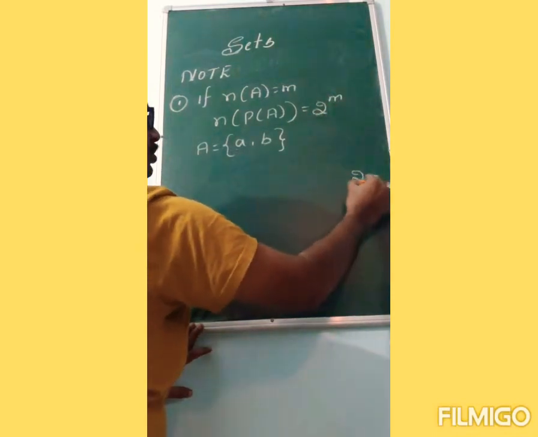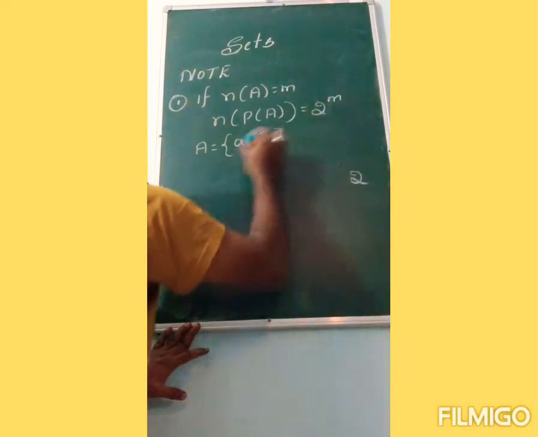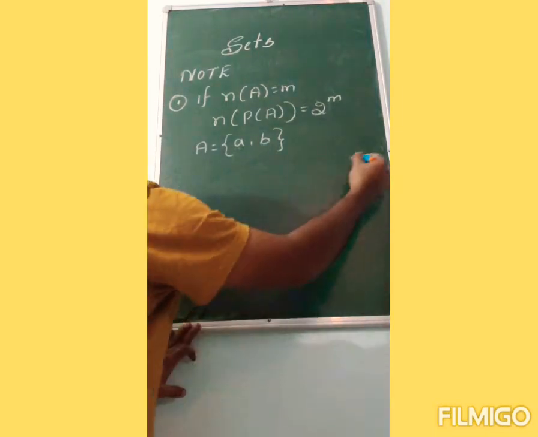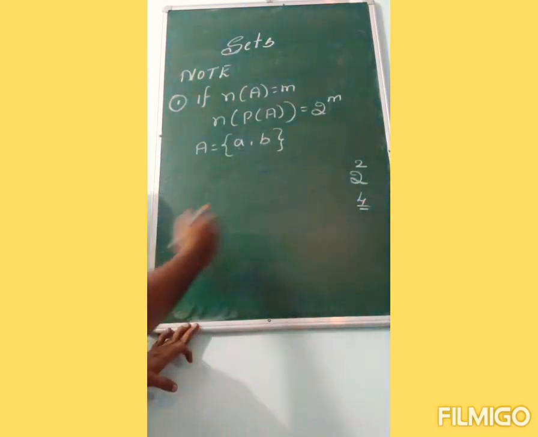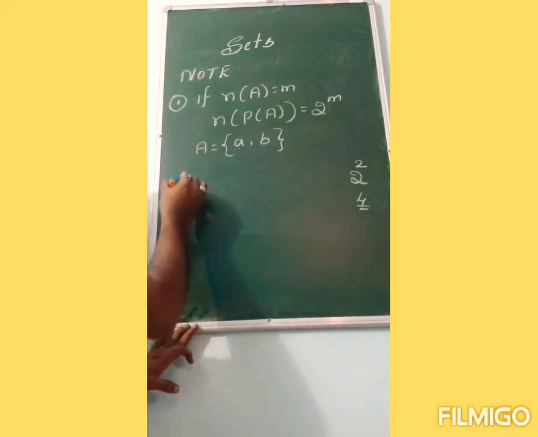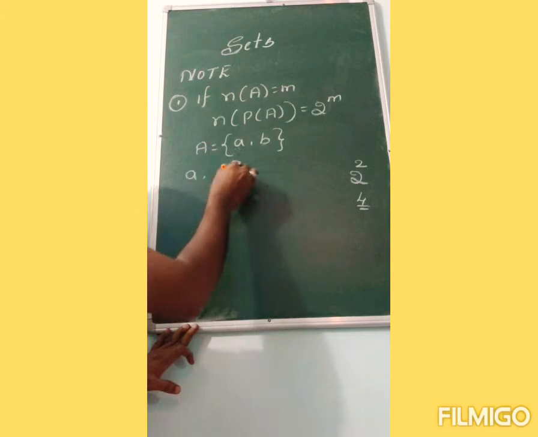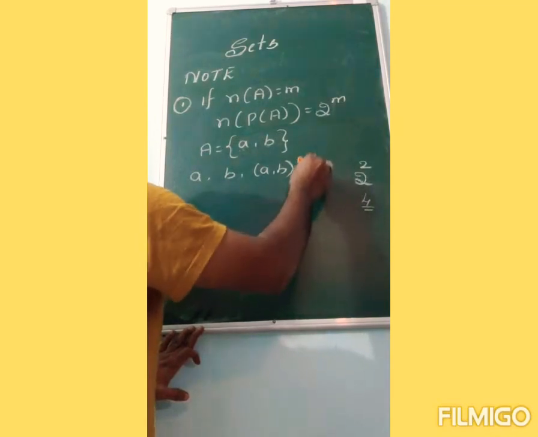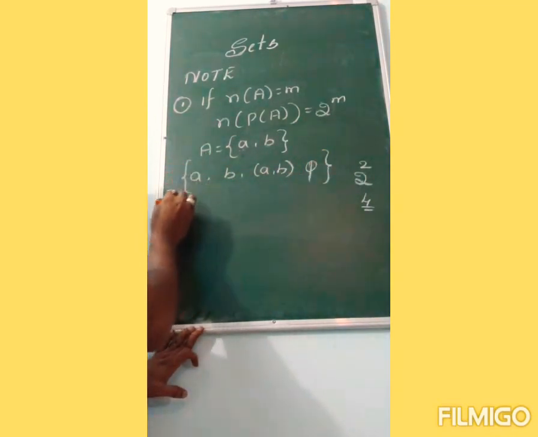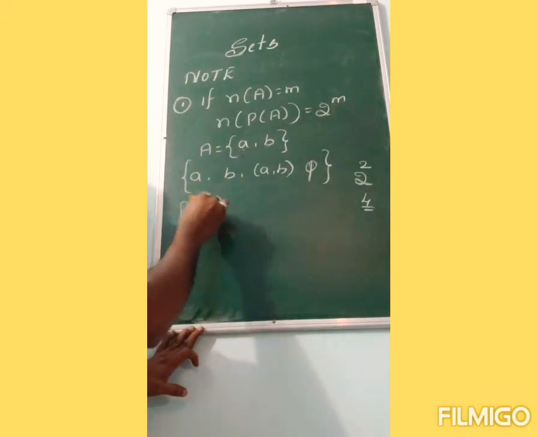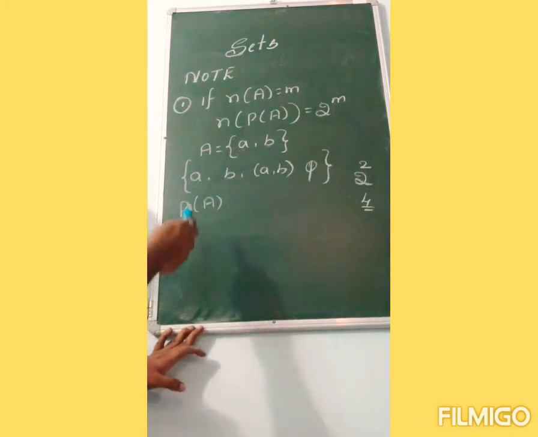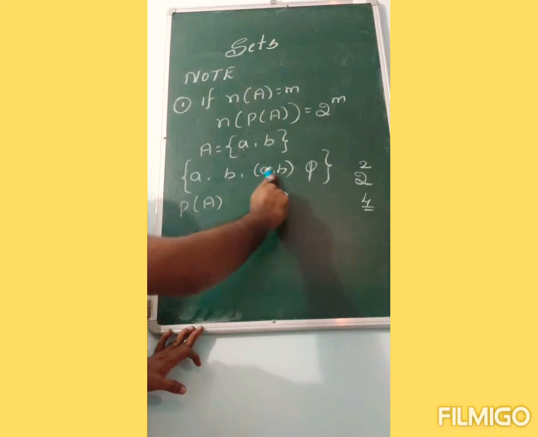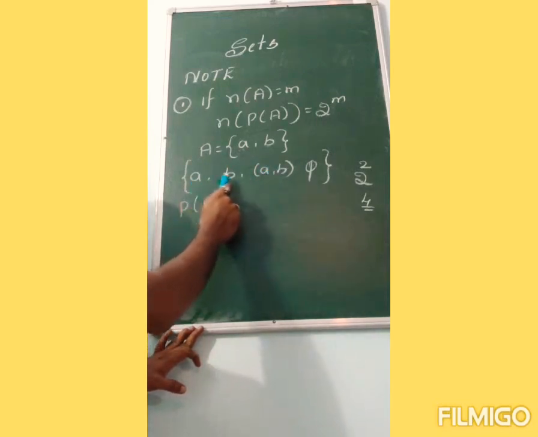If you substitute, there are 2 terms in the set A, therefore the number of terms is 2. 2 to the power of 2 is nothing but 4. 4 subsets we can write for this, which are {a}, {b}, {a, b}, and then one more, the null set. These are P of A, the power set of A, including the null set.